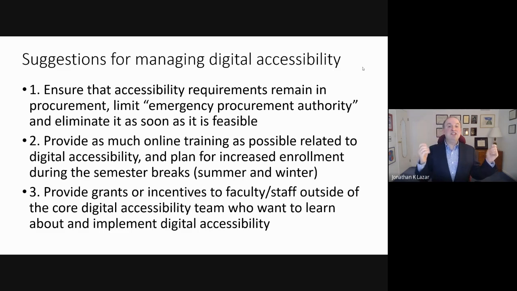So what are my suggestions for managing digital accessibility? I have a few. First of all, one of the biggest problems was this emergency procurement authority. There has to be a way to limit or eliminate emergency procurement authority because people were using that to procure all sorts of technologies that are inaccessible, right? And they were bypassing, they weren't letting the IT accessibility people know. So it needs to be limited, and as soon as possible, it needs to be eliminated because this was one of the biggest concerns, right? This emergency procurement authority, which bypassed accessibility controls.